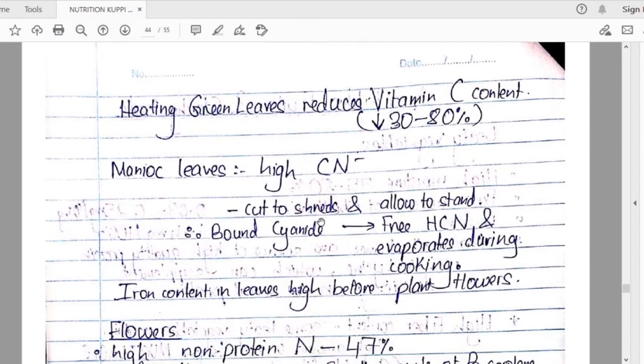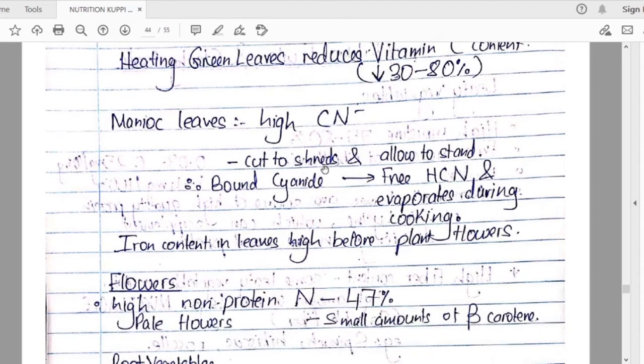Heating of green leaves reduces the vitamin C content. Api nitharama katha kara vitamin C kiyanne heat labile. Ekane eka heat taking inactivate wenawa. Eka nisa eke constituent ekak wenawa 30 to 80%. Manioc leaves are high in menna meka kiyanne cyanate, right? Cn minus.